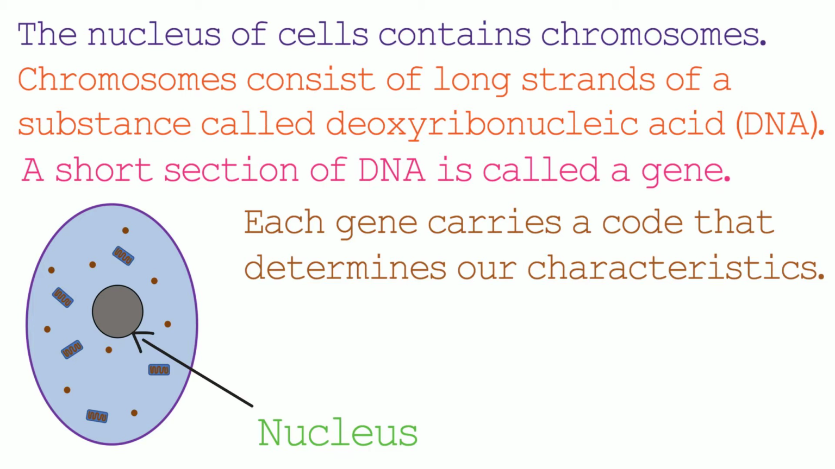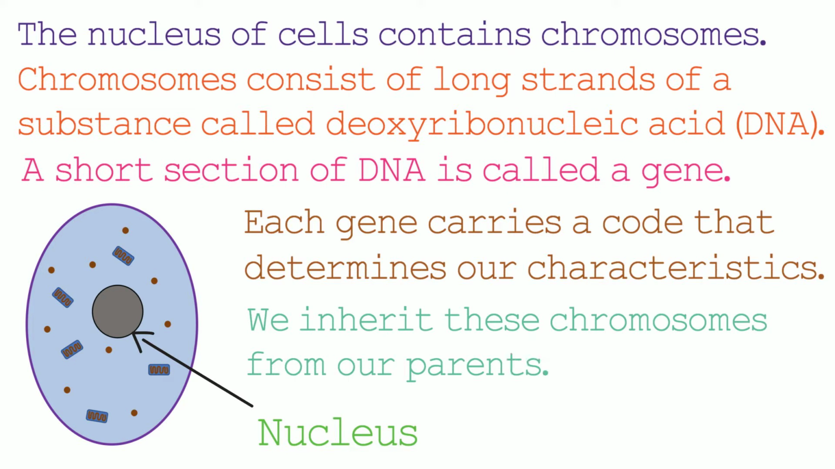Some genes determine what proteins to produce, and the type of protein that is produced leads to the development of certain features. We inherit these chromosomes from our parents. We get half of them from our mother and the other half from our father. But what does DNA actually look like?